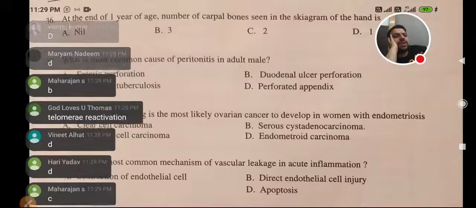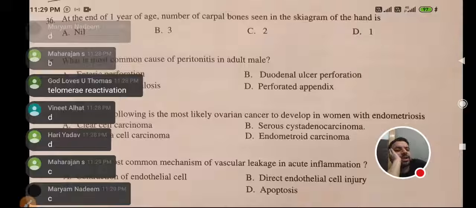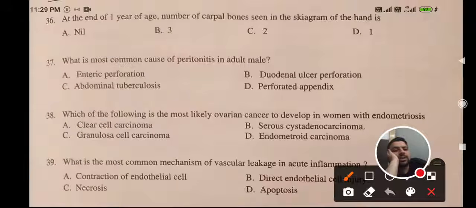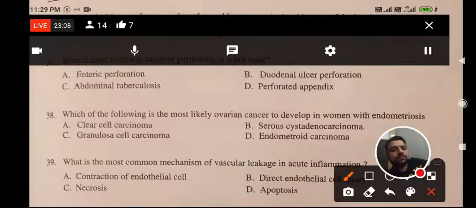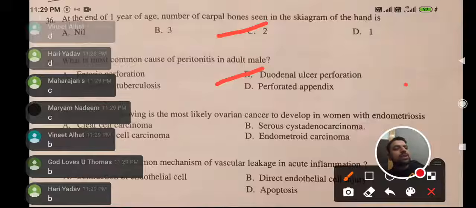At the end of 1 year of age, the number of carpal bones in the skiagram of the hand is, somebody already answering. The answer here is 2. What is the most common cause of peritonitis in adult male? Yeah, duodenal ulcer perforation.